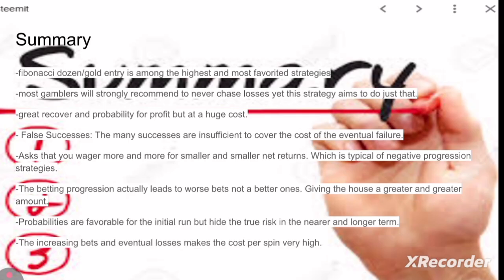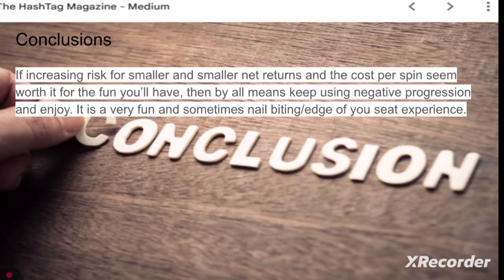Increasing your bets makes the eventual losses cost more, right? The cost per spin gets higher the more you bet. Conclusions. If the increasing risk, for a smaller net return and the higher cost per spin, is worth it for the fun, then by all means keep doing a negative progression. It's fun. Like I said, I used to do it. That was my favorite strategy.